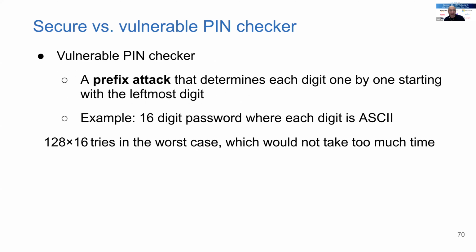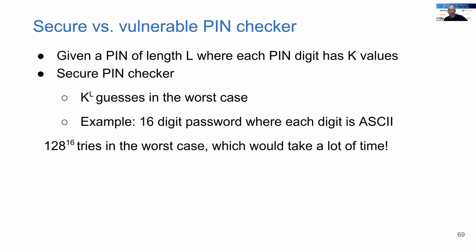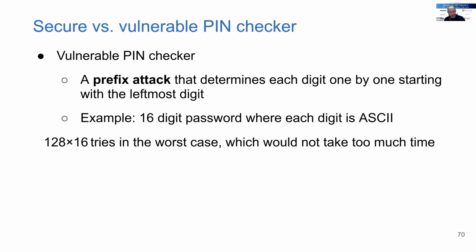You can do a prefix attack where you detect the first character of the password, just focus on the first character, figure it out, and then go to the next character. An attack like that works. I'll show an example at the very end. Now you can get the password in 128 times 16 tries, as opposed to 128 to the 16 tries. So this is a huge difference in terms of how vulnerable the code is. And again, this is a very realistic case that you can detect.